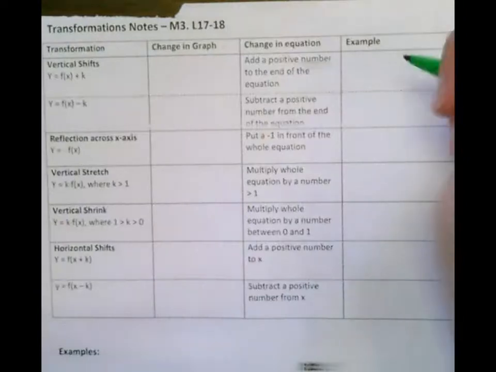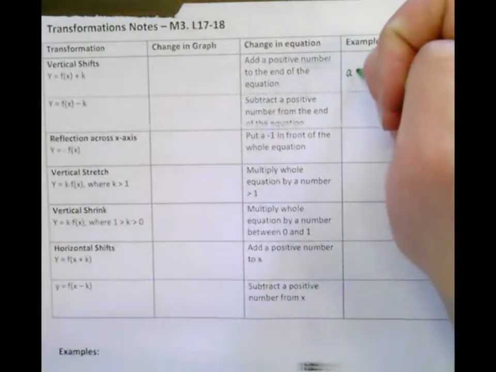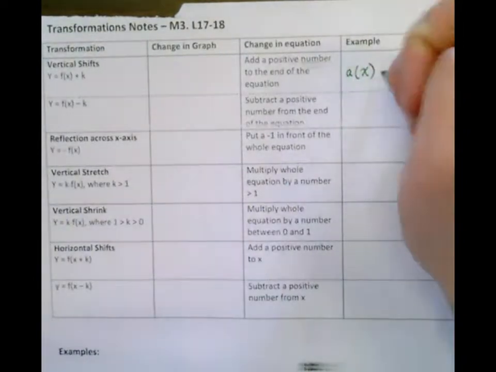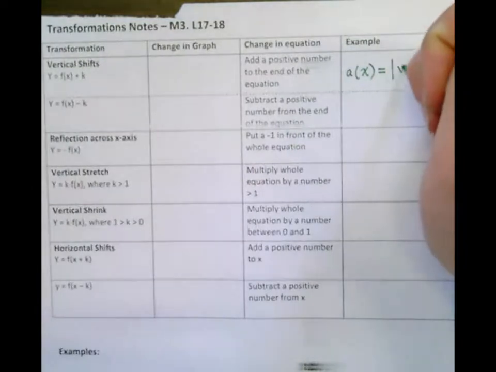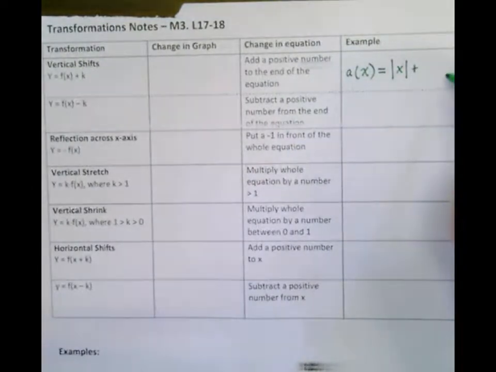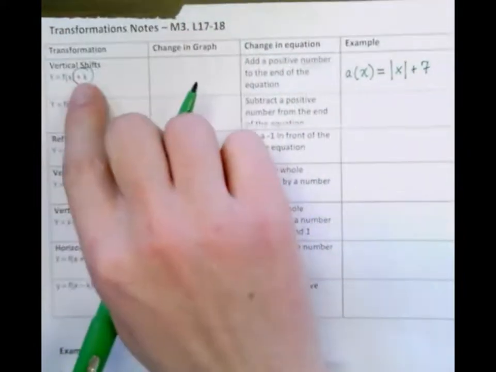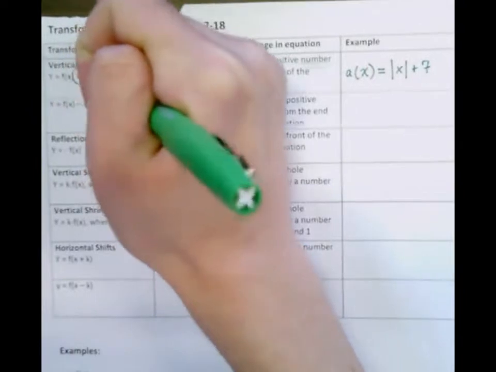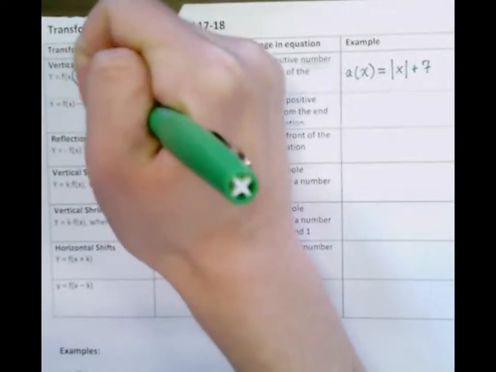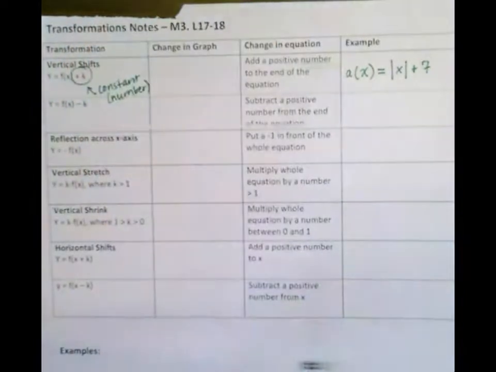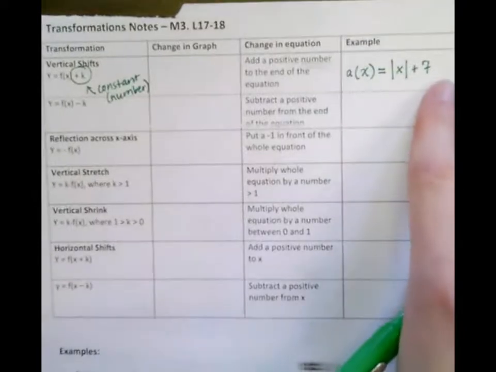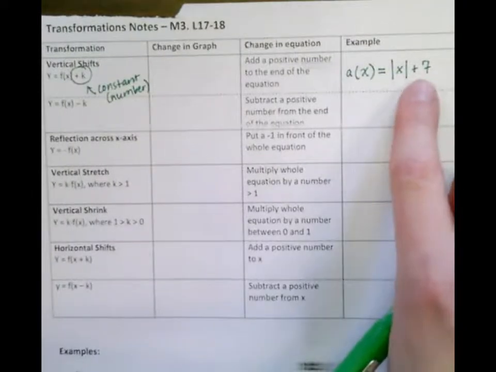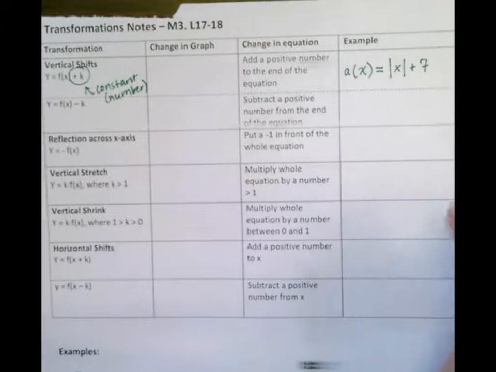So we looked at examples like this in class. It's something like if I said a of x equals the absolute value of x, and then I would add some number to the end. Remember, this k means a number. This is a constant. And what we saw in class was that when we added something to the end of the absolute value graph, it shifted the graph up k units.